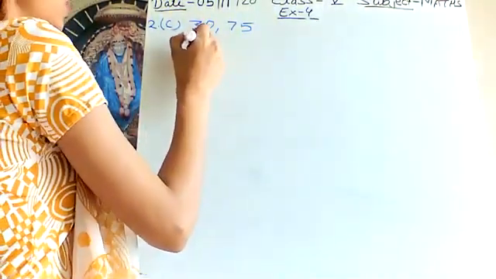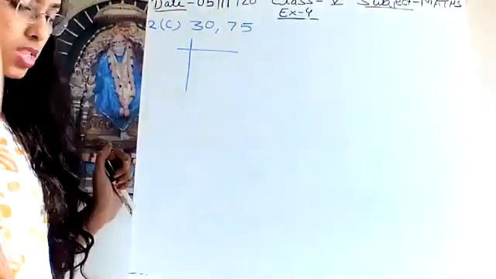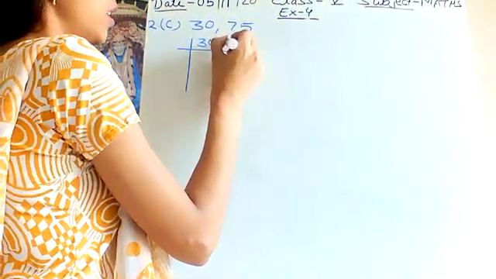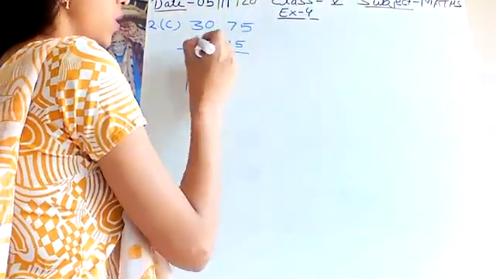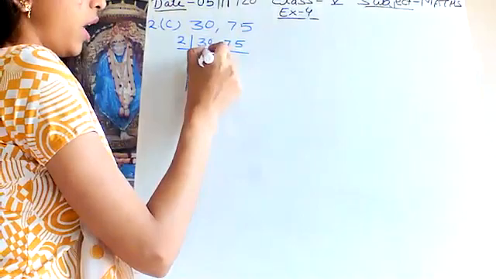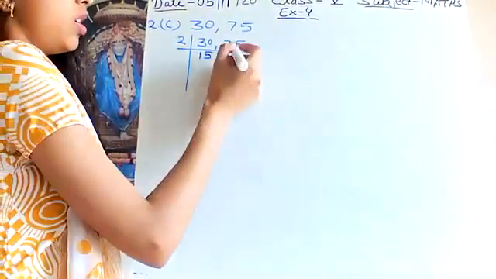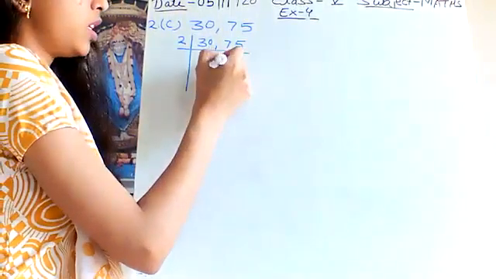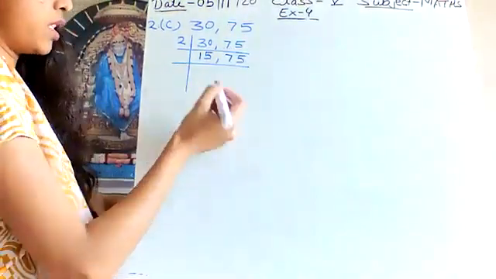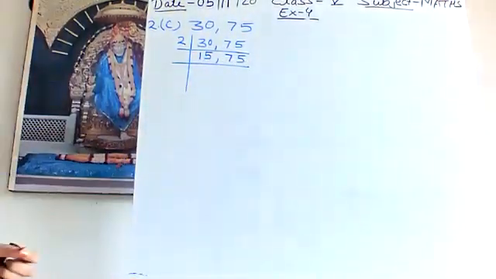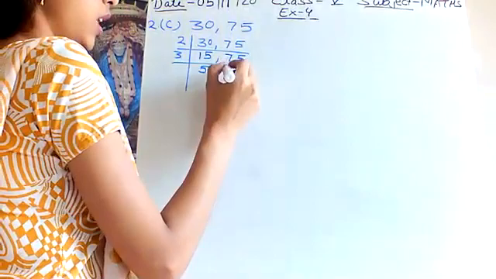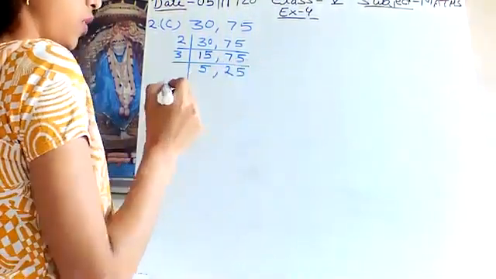Okay. What is common division method? We write both the numbers in one row using comma. 30 comma 75. We will start with 2. 2 1s are 2 and 2 5s are 10. 75 is not divisible by 2, so we will write down 75 as it is. Okay. Moving to next. Now 15 and 75 is not divisible by 2, so we will consider 3. 3 5s are 15, 3 2s are 6, and 3 5s are 15.